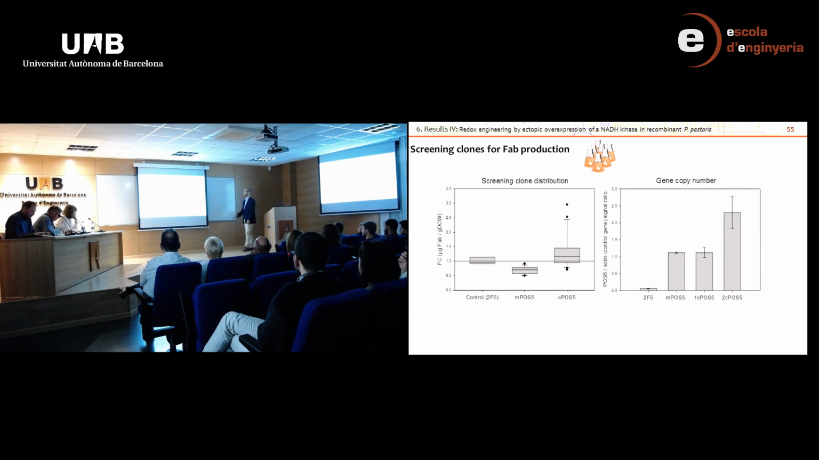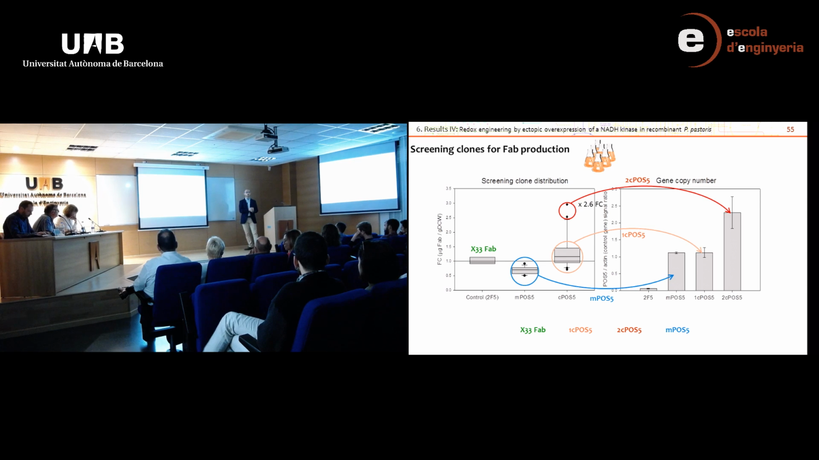Here's a result of the screening. As you can see here, the fold change in Fab productivity with respect to the control strain. We have a population that has around 2.6 fold change with respect to the control strain. So the Fab productivity has increased more than double. When we check this population for the gene copy number integrated, so the number of copies of POS5 integrated, we could observe that this population had 2 copies of the cytosolic POS5 integration. The other populations had just 1 copy of the mitochondrial and the cytosolic POS5 integrated.